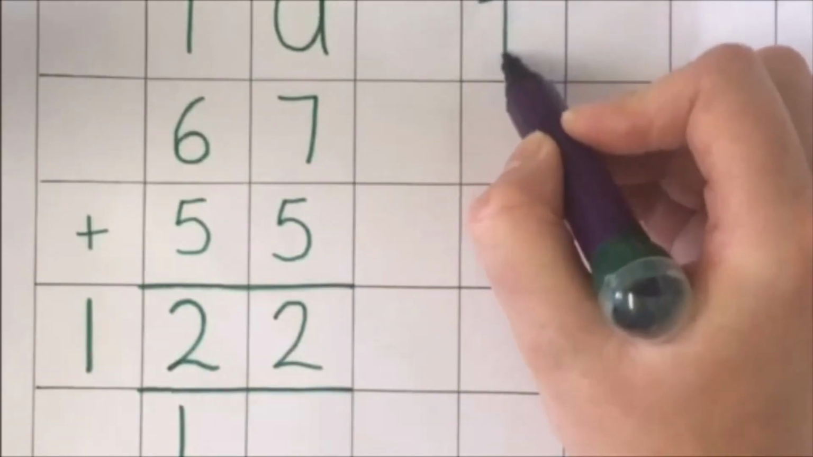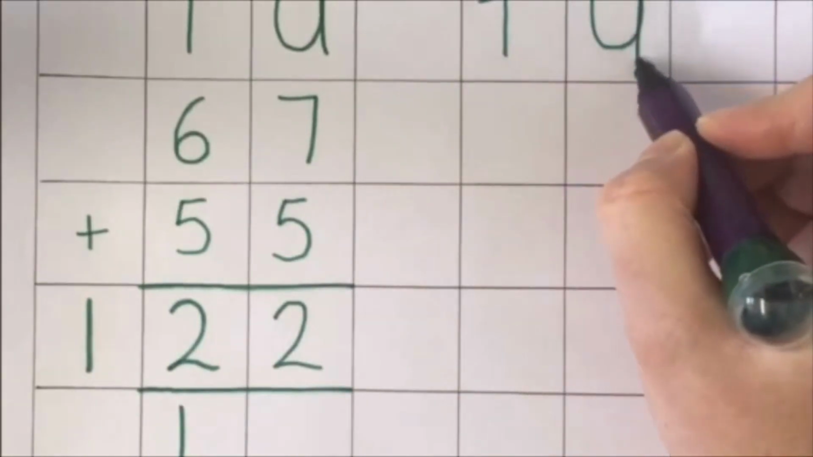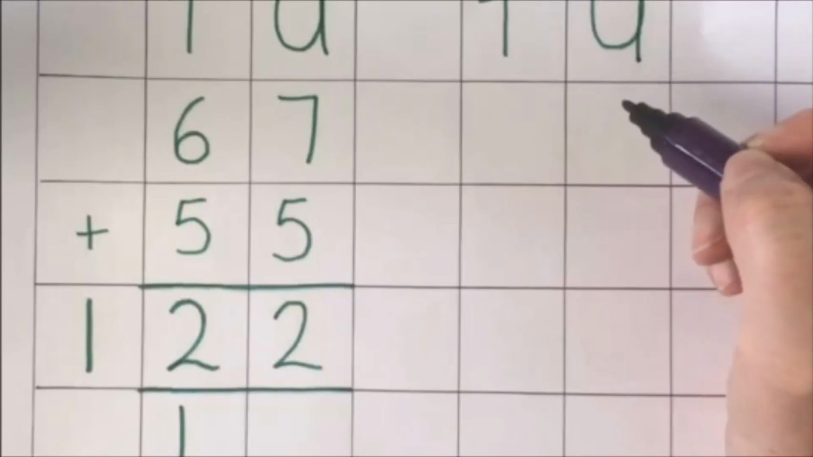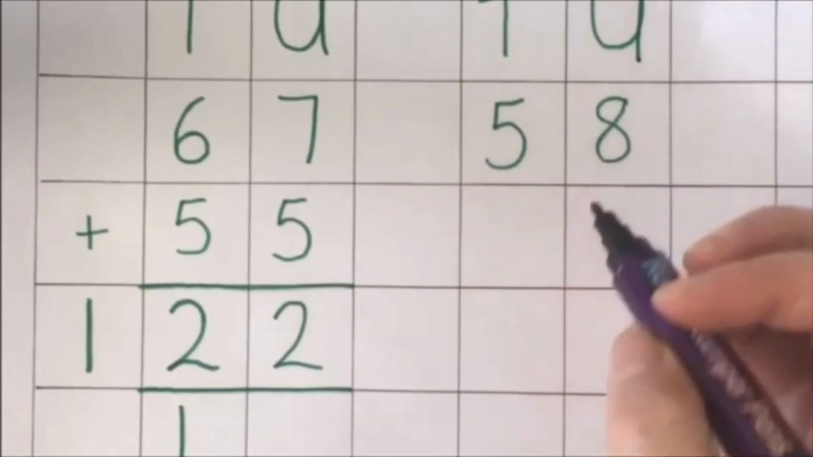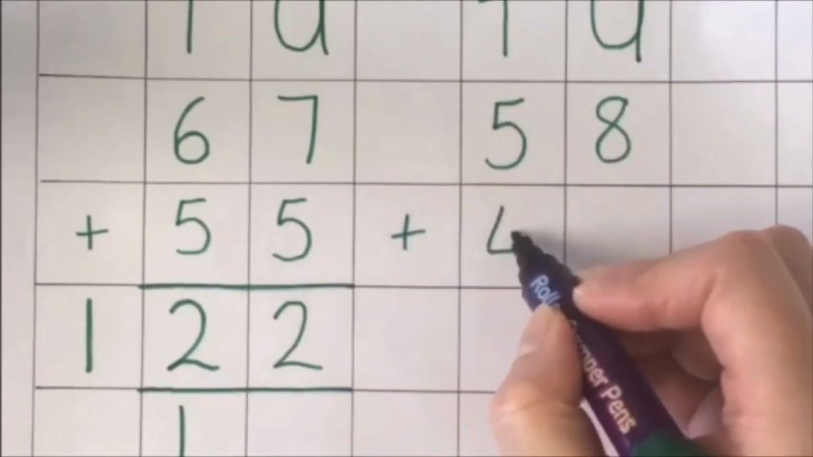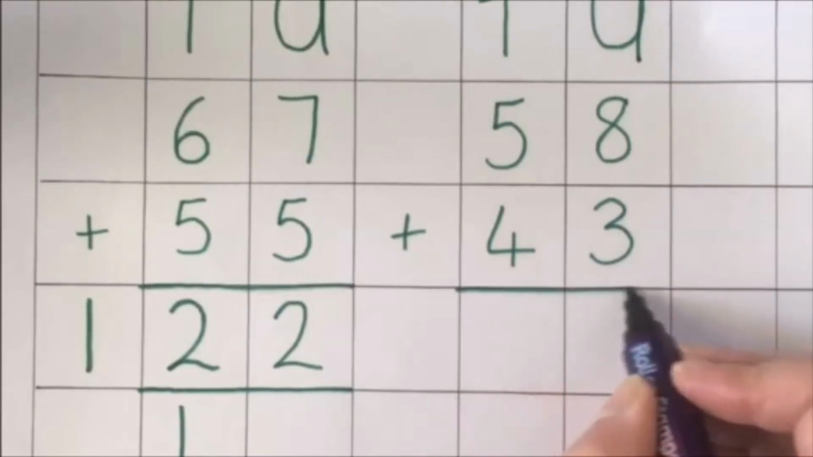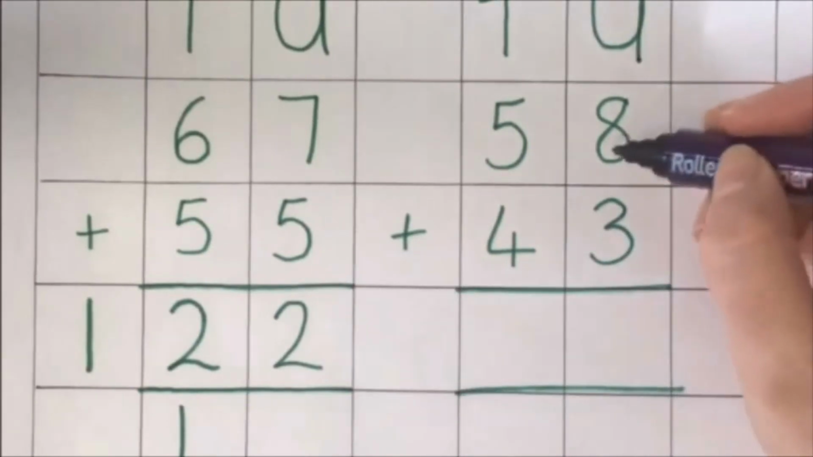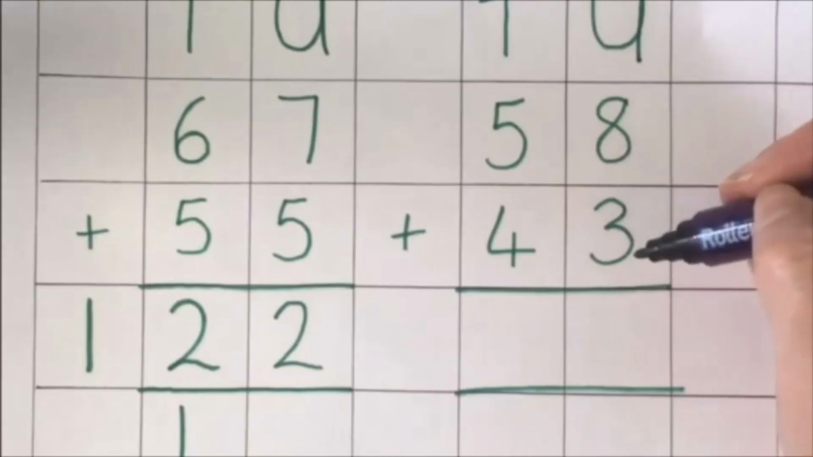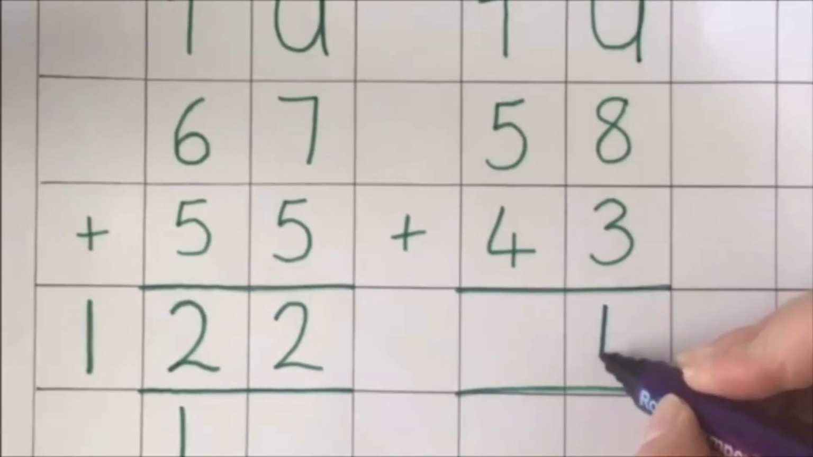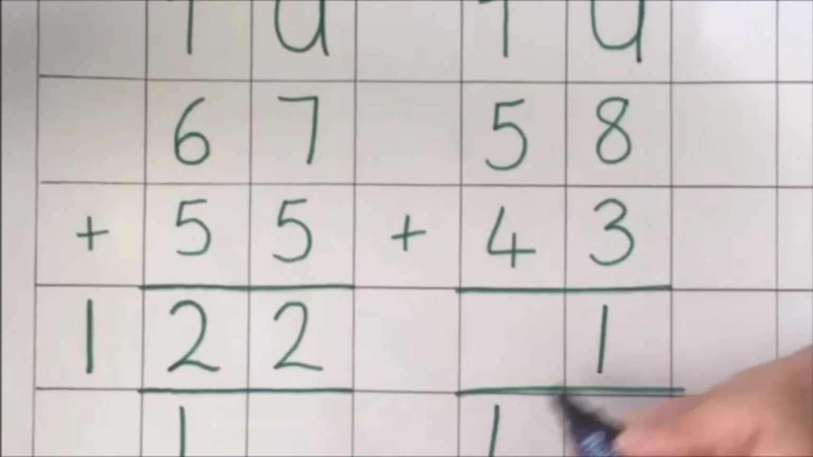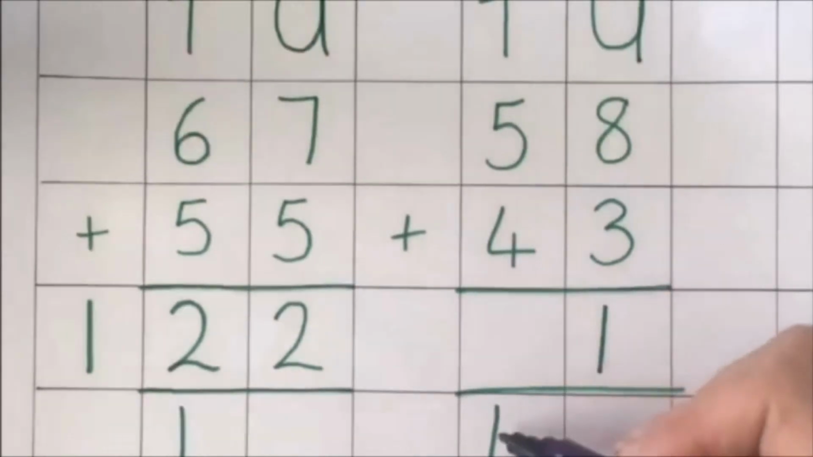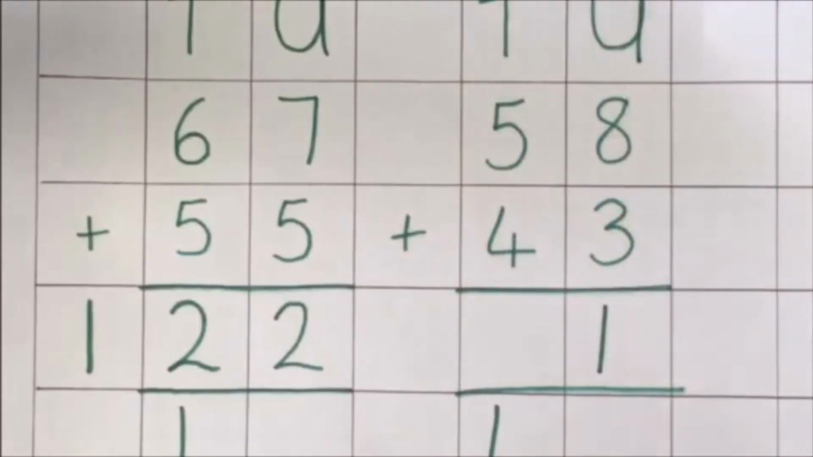I'll do another example. Again, I'll put my tens and units column titles. And this time I'm going to do 58 add 43. So add the units first. 8 and 3 is 11. Put the 1 there and the 10 there. So there's my 11, 10 and 1 unit, but I'm not ready to put that in the answer space yet because there are other tens that need to be added to it.